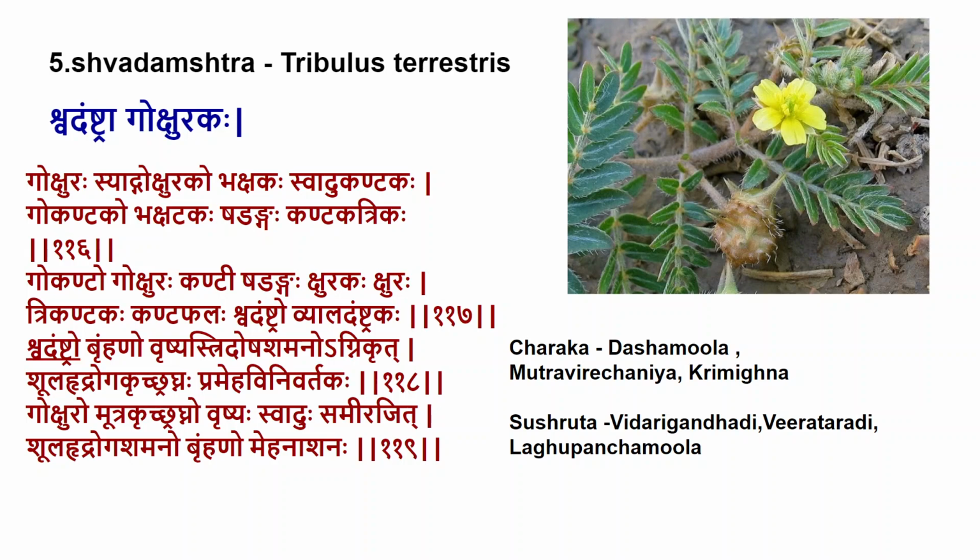Shodamstra is the Gokshura, very popular drug, which is used in many combinations. And its botanical name is Tribulus terrestris. गोक्षरस्य गोक्षरकः भक्षकः स्वादुकण्ठकः गोकण्ठको भक्षकः षडङ्गः कण्ठकत्रिकः गोकण्ठो गोक्षरकण्ठी षडङ्गः क्षुरकश्वरः त्रिकण्ठकः कण्ठफलः क्षुदंस्रः व्यानदंस्रकः. These are the different synonyms of gokshara.